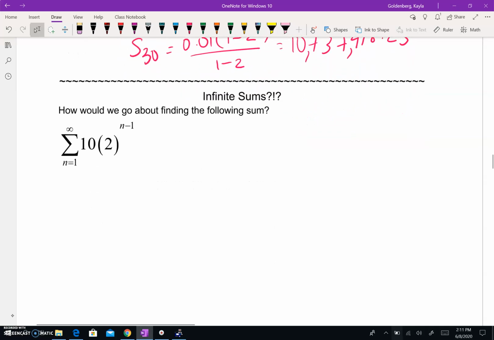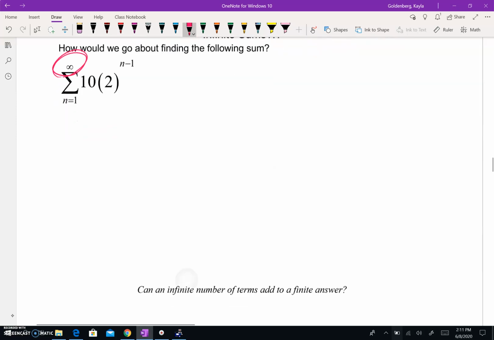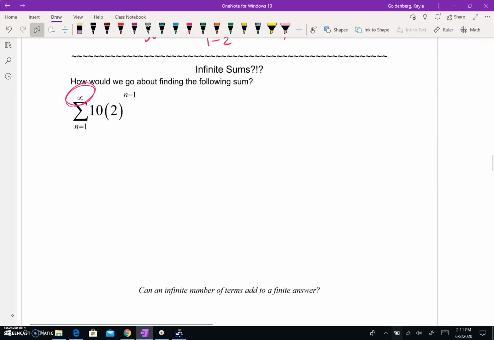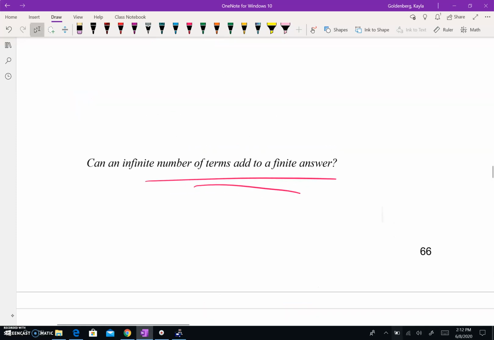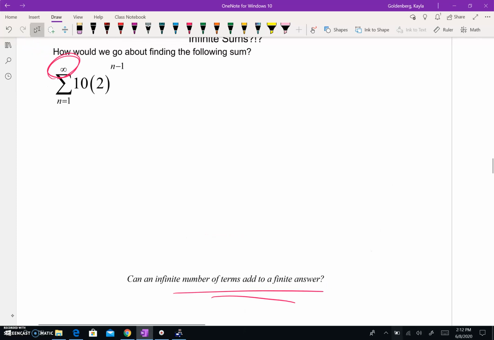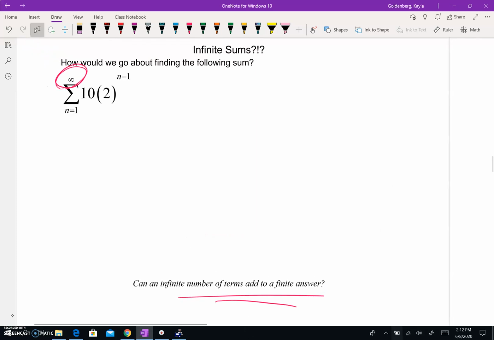Now this next idea is an infinite sum. So we didn't have an infinite sum for arithmetic, but the question is, could we for geometric? Could we say that we want to keep going to infinity and never stop? So I want you to think about, can an infinite number of terms add to a finite number? Is that possible? And normally what I would do in class to help students get to the concept of an infinite sum is I would do something called the paper challenge.